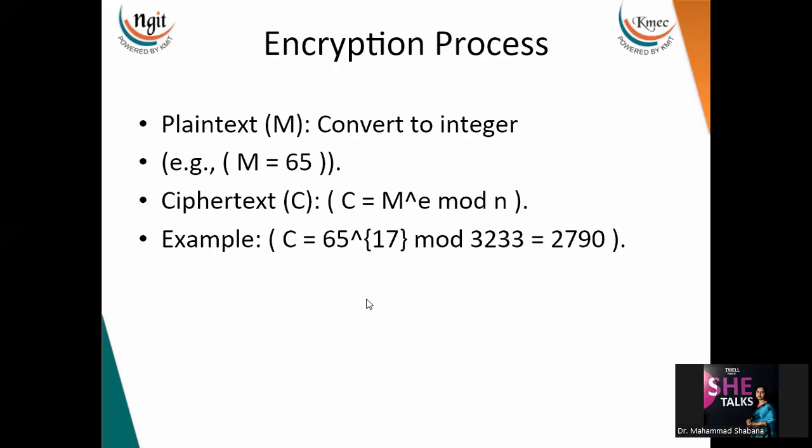The plain text we convert to integer, m is equal to 65. Ciphertext we will compute in the form c is equal to m power e mod n. So the value of m is 65, e is 17. So 65 power 17 mod 3233. So we are getting 2790.